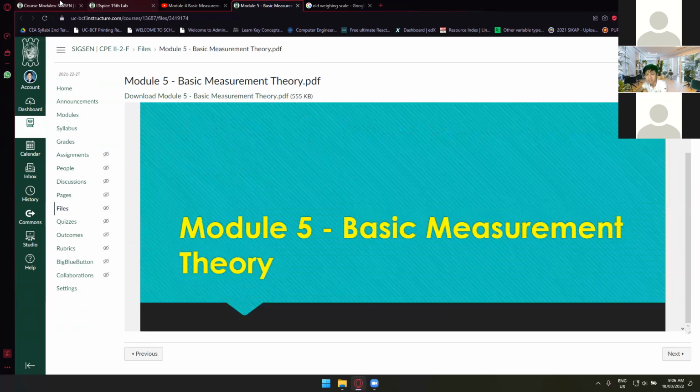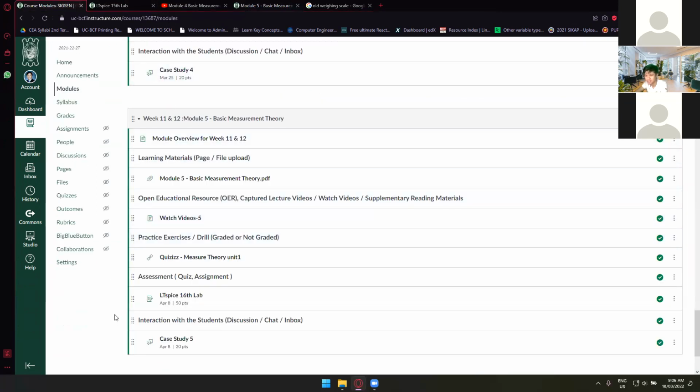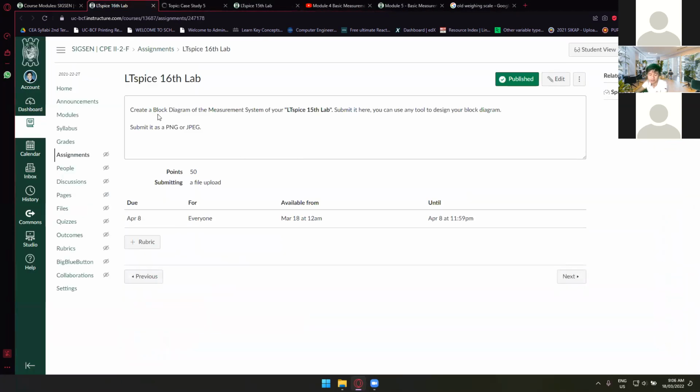Okay, so if none, then let me be the one to ask you guys. For the given case study number 5, for your 16th lab, I would like you guys to create a block diagram of the measurement system of your AltiSpice 15th lab. Again, you have to have your 15th lab first before you can do this 16th lab. So submit it here. You can use any tool to design your block diagram. I just want a screenshot, a picture, so submit it as a PNG or a JPEG or any form of a picture.